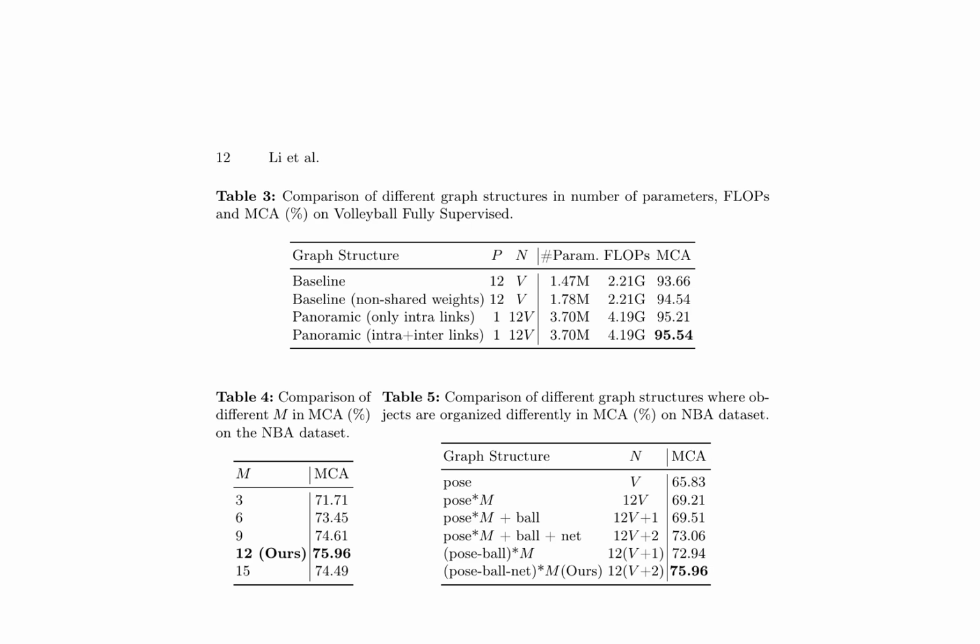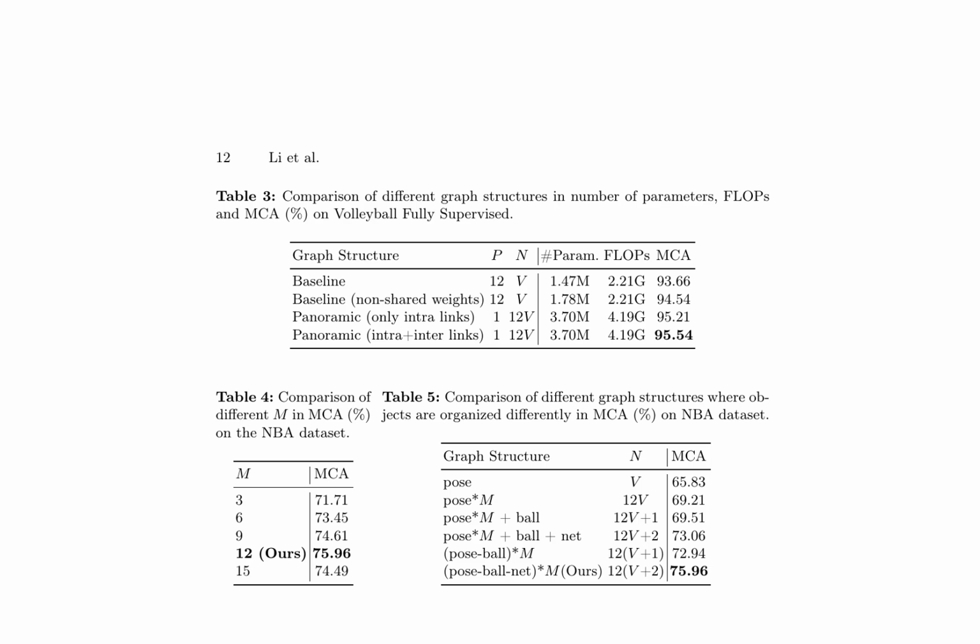The authors also conduct an ablation study on the NBA dataset, examining the impact of the number of people, M, on the MCA metric. As presented in Table 4, the results demonstrate that M equals 12 achieves the highest accuracy, consistent with the typical composition of a basketball game.